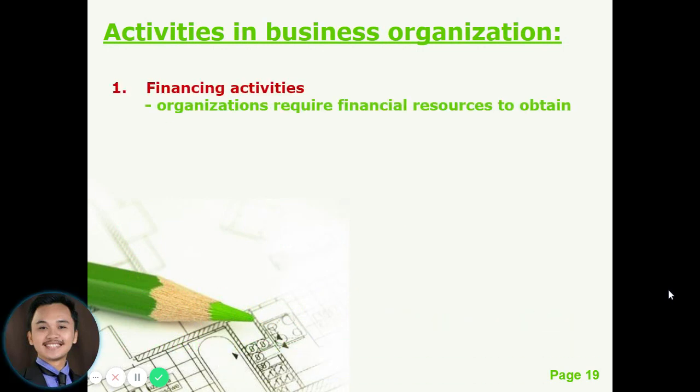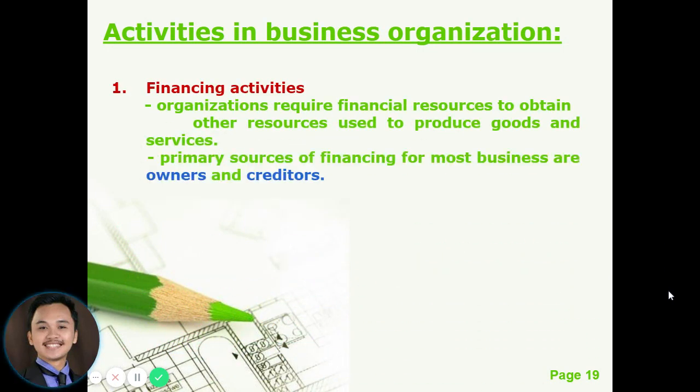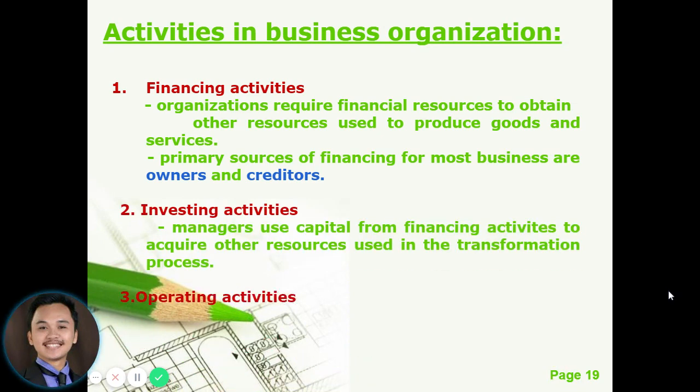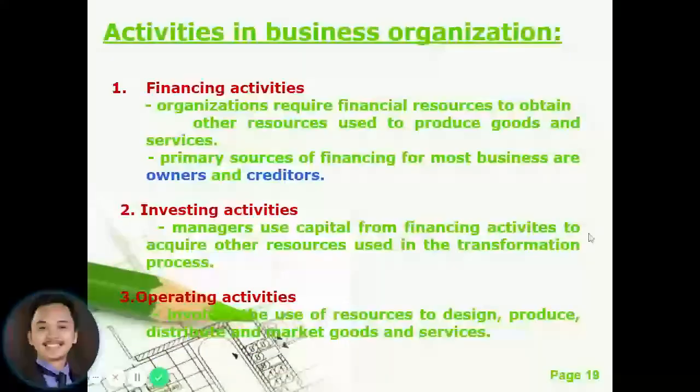So what are the activities in the business organization? There are three activities in the business organization. The first includes financing activities. When we talk about financing activities, these are organizations requiring financial resources to obtain other resources used to produce goods and services. When we talk about financing, we have two types: internal financing and external financing.